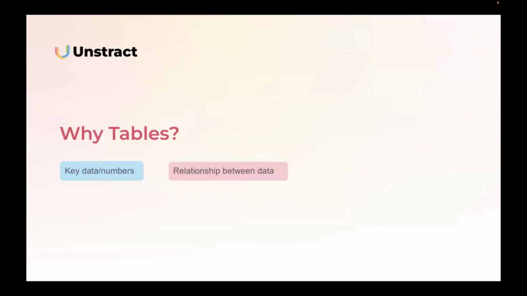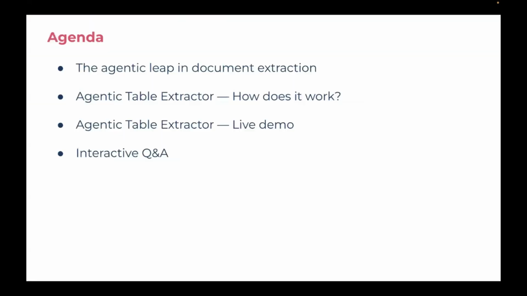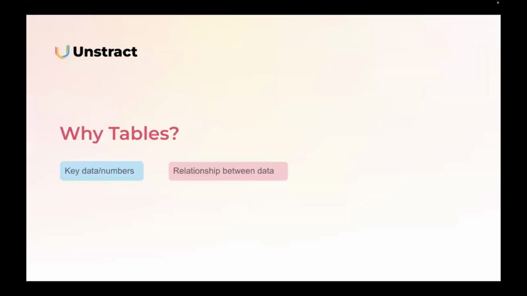So that said, here is the agenda for today. Before we come to this, here's a quick slide on why tables. Why are we talking about tables specifically? I already touched upon this in the introduction. Tables, again, contain the crux of your document data. They have all the important numbers. And not only that, but because of the spatial arrangement, they also have a nuanced insight on the relationship between the data present in the tables. So that is also something that traditional OCR definitely struggled with. And we'll see how with LLMs and agentic systems, even this nuance can be extracted pretty well.